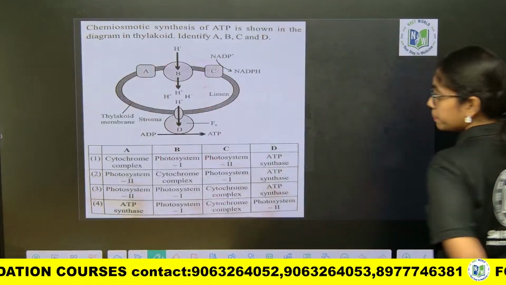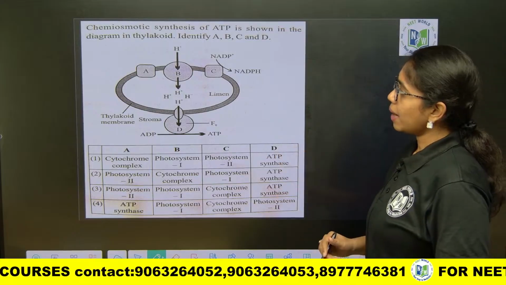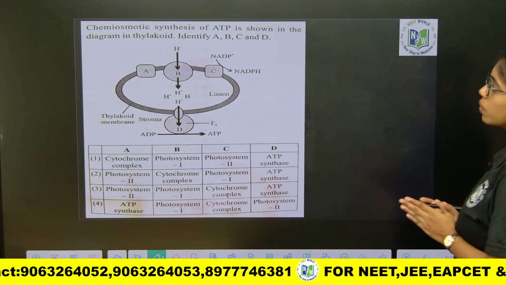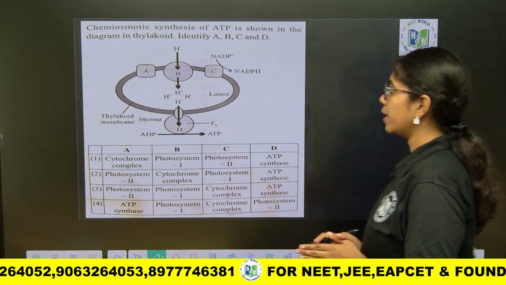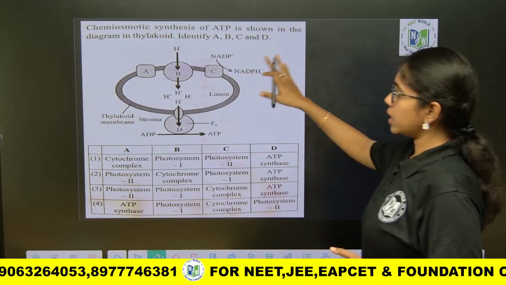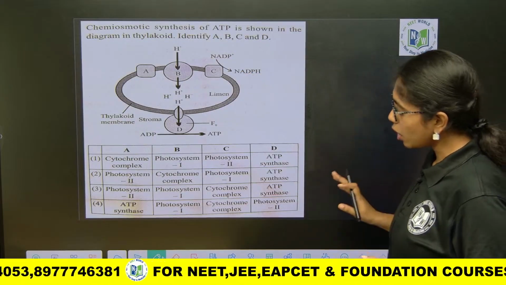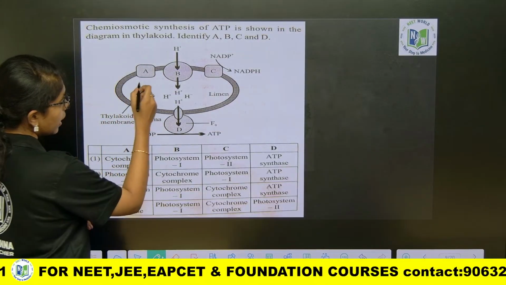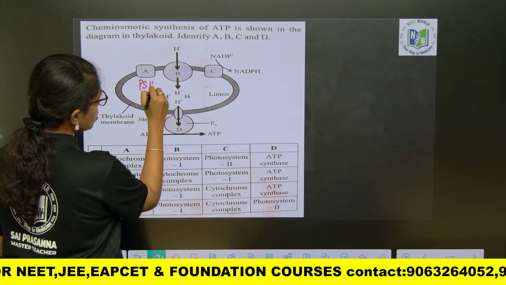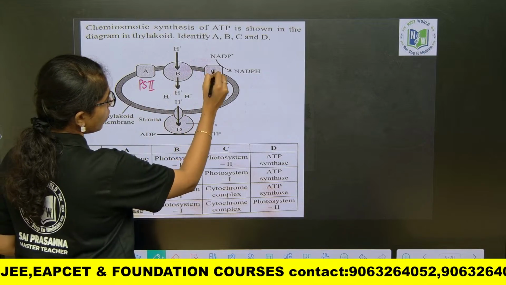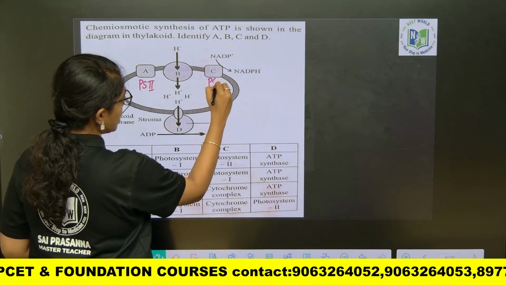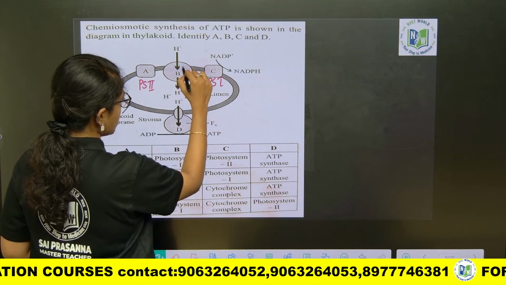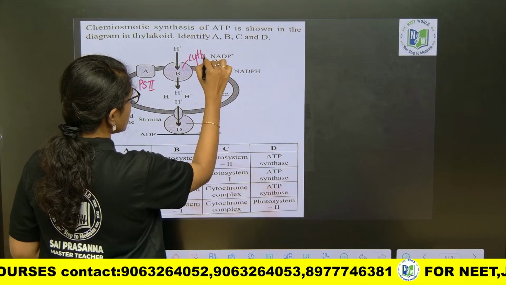Next question, you see, this one. Chemiosmotic synthesis of ATP is shown in the diagram in thylakoid. Identify A, B, C and D. So, from the chemiosmotic hypothesis, first you have to know the labeling, beta. Here it will be PS2, photosystem 2, fine, and this is photosystem 1, PS1, and in between there is cytochrome B6F.